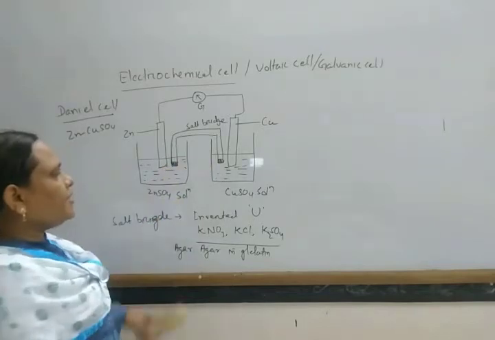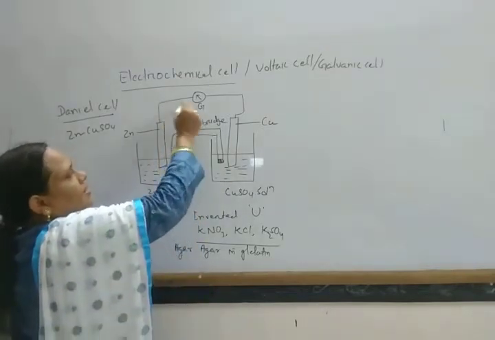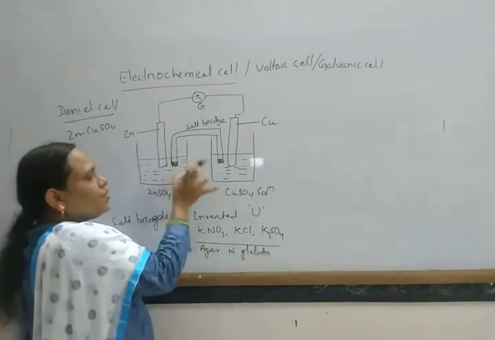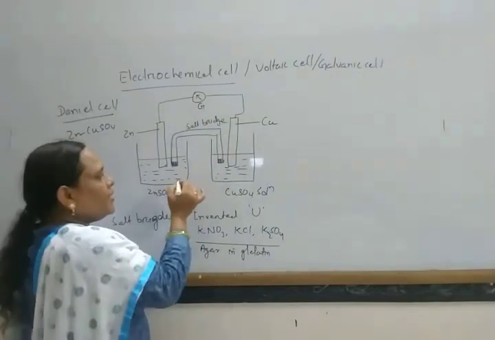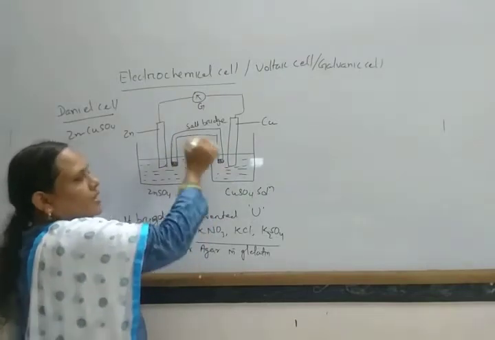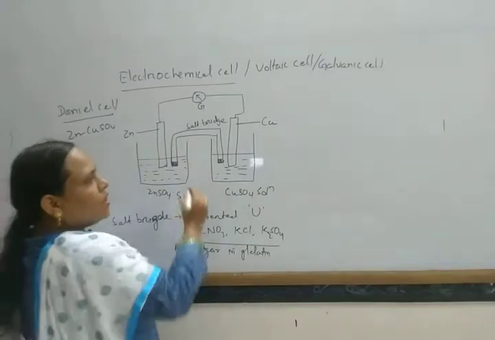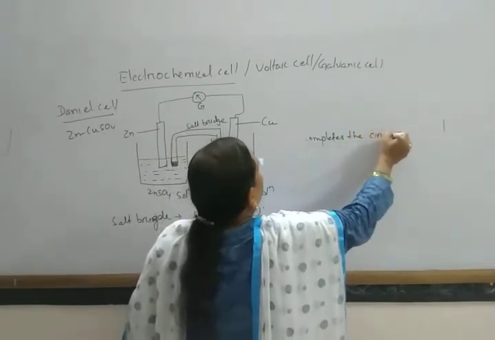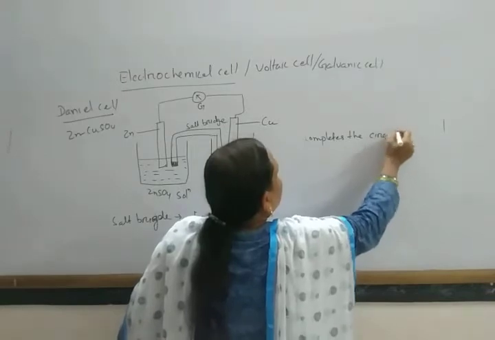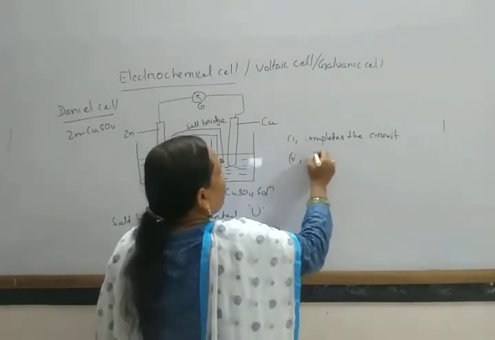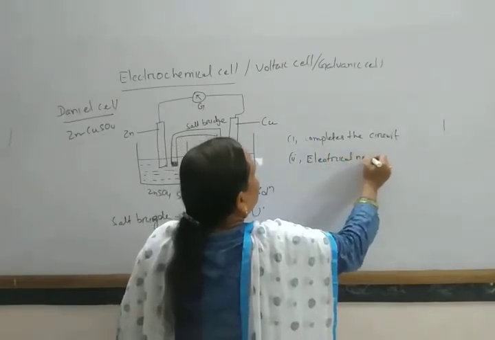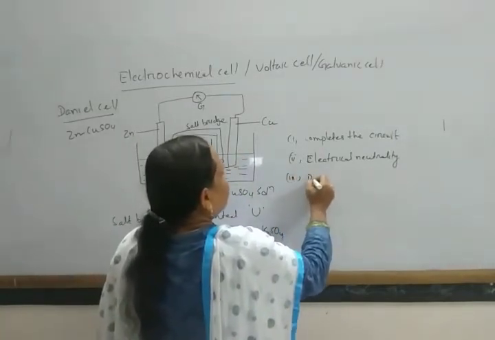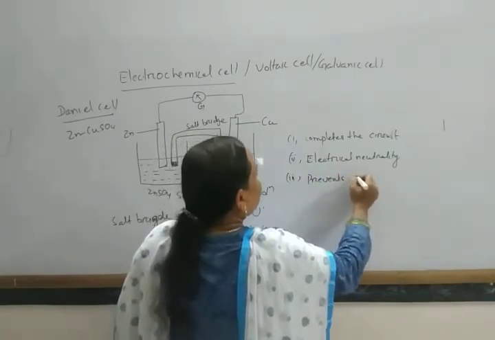The salt bridge completes the circuit. Externally, the two compartments, the two half cells, are connected through a conducting wire, and internally they are connected through the salt bridge. So it completes the circuit, it maintains the electrical neutrality of the cell, and it prevents the liquid-liquid junction potential.